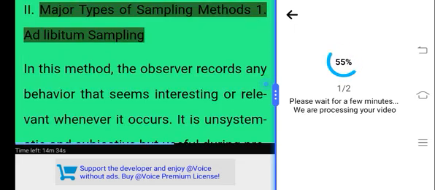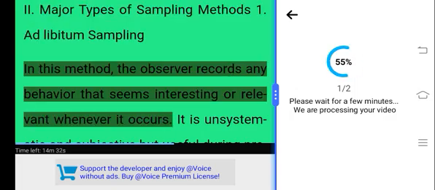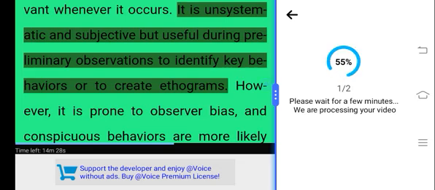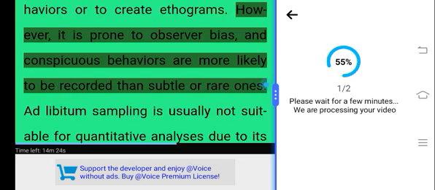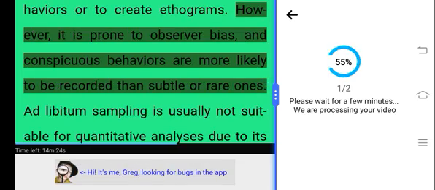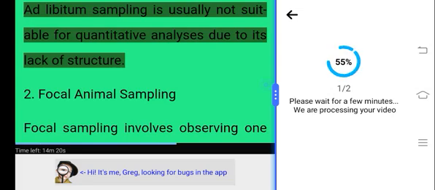2. Major types of sampling methods. 1. Ad libitum sampling. In this method, the observer records any behavior that seems interesting or relevant whenever it occurs. It is unsystematic and subjective but useful during preliminary observations to identify key behaviors or to create ethograms. However, it is prone to observer bias, and conspicuous behaviors are more likely to be recorded than subtle or rare ones. Ad libitum sampling is usually not suitable for quantitative analyses due to its lack of structure.